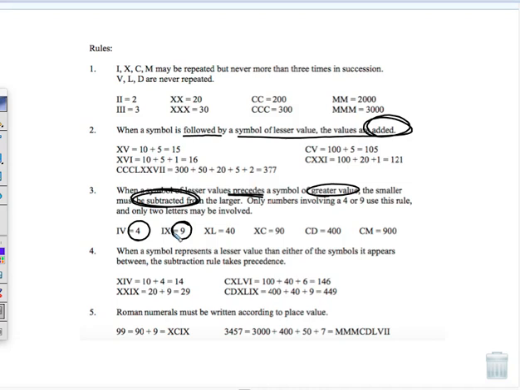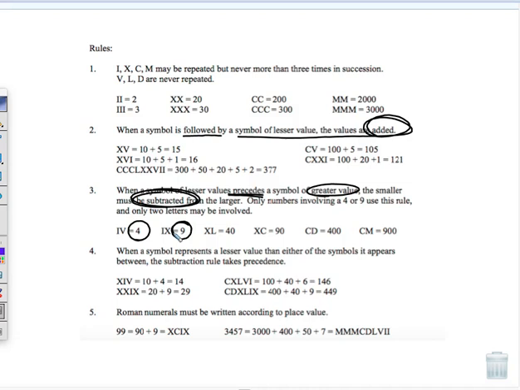Roman numerals are also written according to place value. So 99, you need to write the 90 and then the 9. So 90 is XC. 9 is IX. 3,457, you need to take care of the 3,000, then the 400, then the 50, then the 7. So 3,000 would be MMM. 400 is 100 less than 500, so that's going to be CD. 50 is the L. And then 7 is VII.